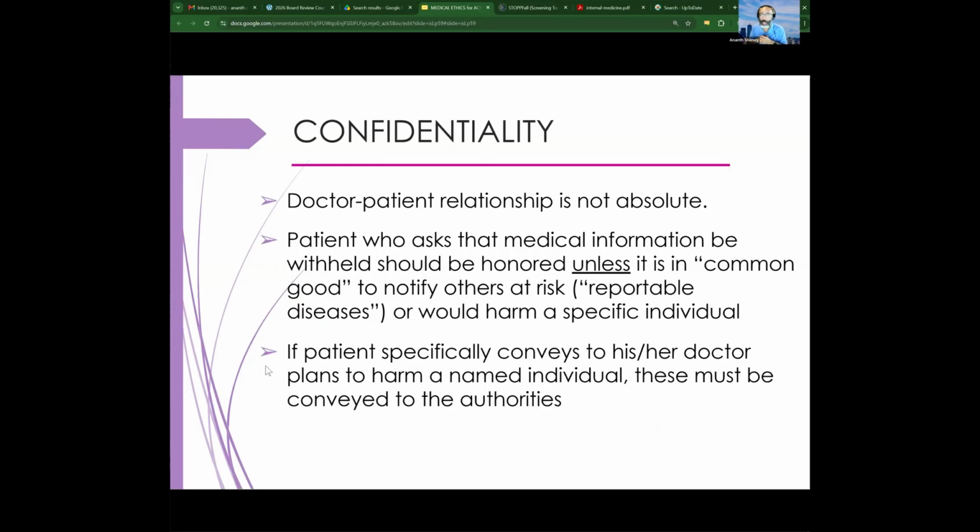So, in terms of confidentiality, the doctor-patient relationship, as hopefully we all know, and based on the answer choices we do, it's not absolute. A patient who asks that medical information be withheld should be honored unless it is in the common good to notify others at risk. This is where reportable diseases and illnesses come into play, or where there would be harm to a specific individual. For example, if a patient specifically conveys to their clinician that they have plans to harm someone else, we are obligated to break that confidentiality and inform the authorities.